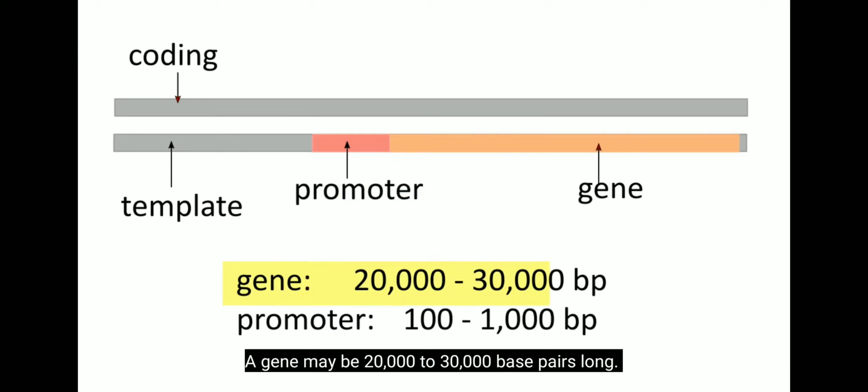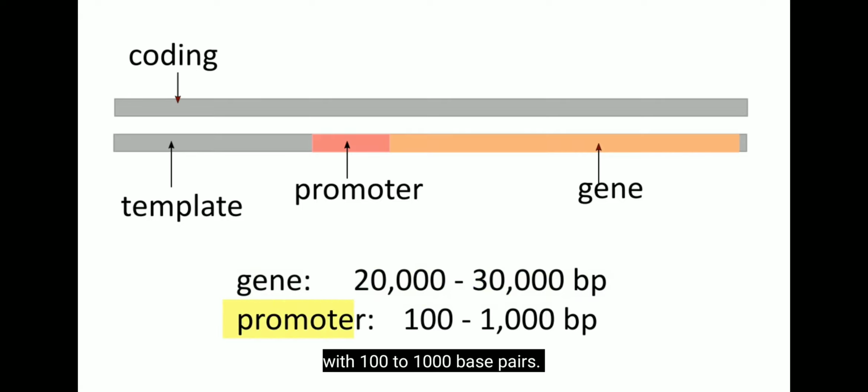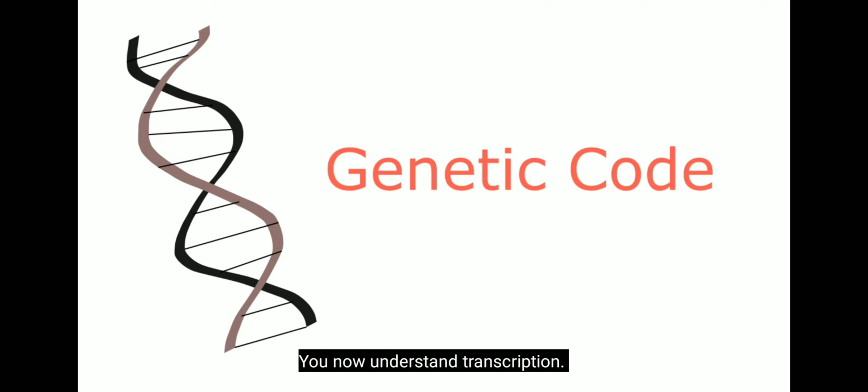A gene may be 20,000 to 30,000 base pairs long. The promoter of the gene is shorter with 100 to 1,000 base pairs. You now understand transcription. In the next video, we will see how mRNA is used to make proteins.